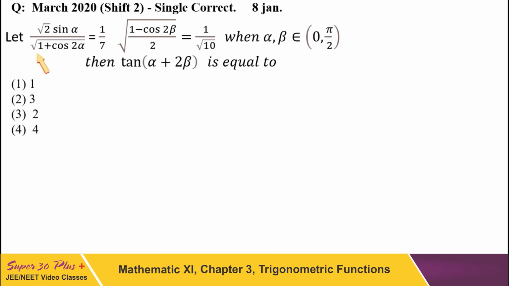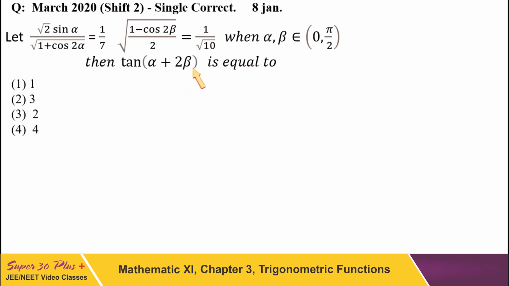Students, let's see. Root 2 sin alpha upon the square root of 1 plus cos 2 alpha is equal to 1 by 7, and the square root of (1 minus cos 2 beta) upon 2 is equal to 1 by root 10. When alpha, beta belong to 0 to pi by 2, then find tan of alpha plus 2 beta.